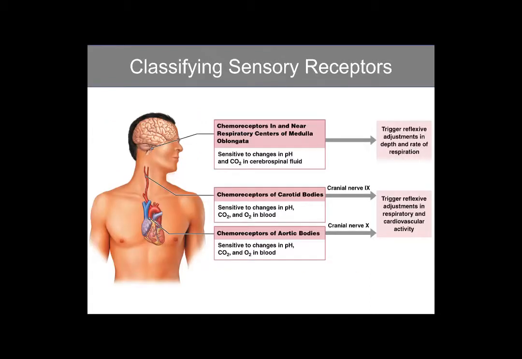Here we're going to see the placements of some of these chemoreceptors in and around the medulla oblongata. They're going to be very sensitive to changes in pH and carbon dioxide levels in cerebrospinal fluid. And they're going to trigger reflexive adjustments in the depth and the rate of our respiration. The carotid bodies and the aortic bodies are going to be sensitive to pH, carbon dioxide, and oxygen levels in the blood. And they're going to trigger reflexive adjustments both in our respiratory and our cardiovascular activity.